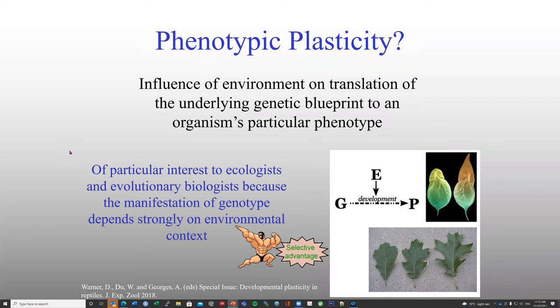And this is of particular interest to ecologists and evolutionary biologists, because the manifestation of the genotype depends very strongly on an environmental context. And so obviously it's really important for weed control, for example, with Richard, where the impact and the interactions of species with the control measures depend on the context in which they're being applied. So it's a really important concept for evolutionary biologists and ecologists.